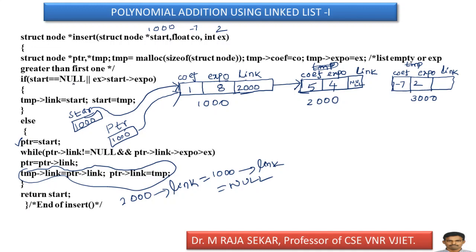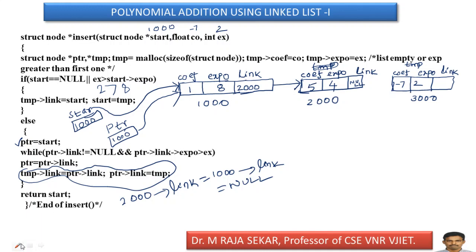If start equal to null: start value 1000 cannot be null. Or EX, what is my EX value? 2. EX value 2 greater than start arrow EXPO. What is my start? 1000. The exponent of 1000 is 8. 2 cannot be greater than 8. This if block is skipped. Now where will I go? I must go to the else block.